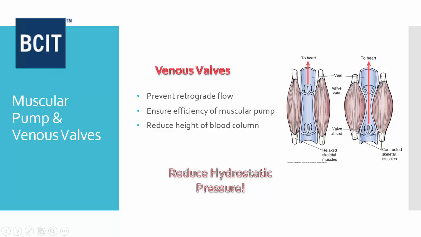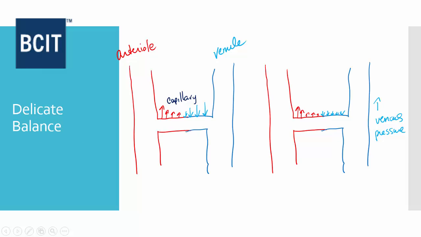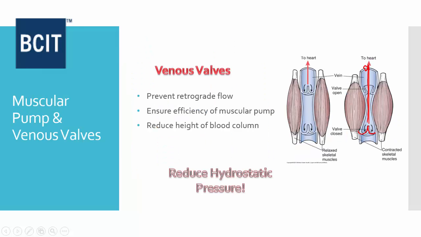So here we have the squeeze of blood, and this valve is closed. This contraction of our calf muscle propels the blood up to the heart and to the next valve. In relaxation of that muscle, this valve closes, preventing backflow. And then with the squeeze again, the next valve opens and it propels it back up to the heart. So those valves essentially are reducing the hydrostatic pressure by reducing the height of the blood column.